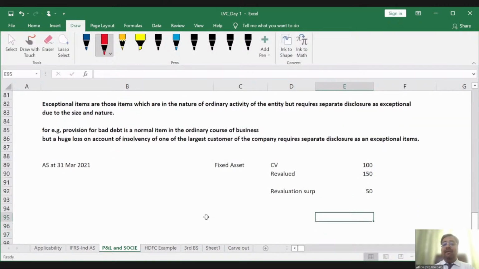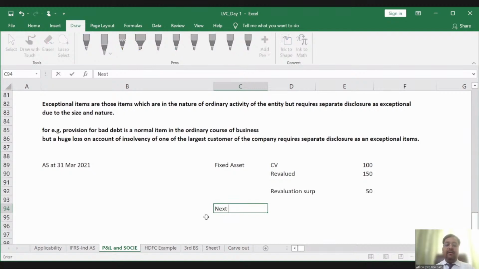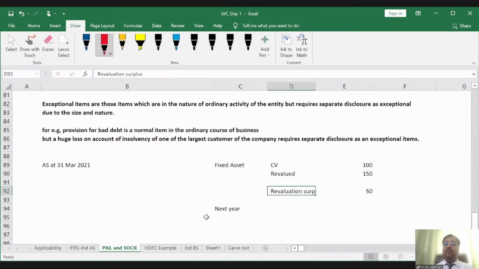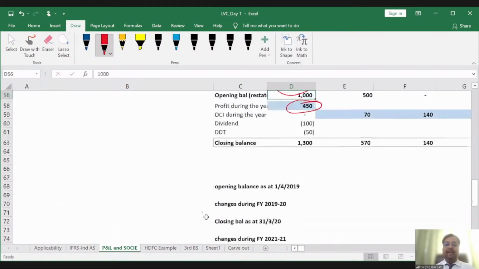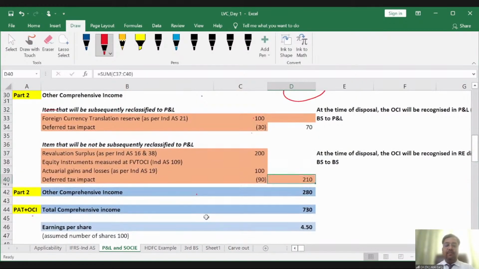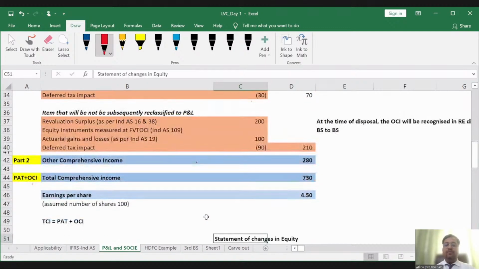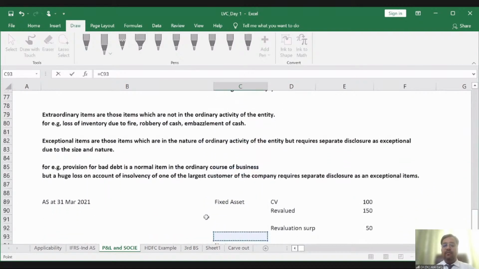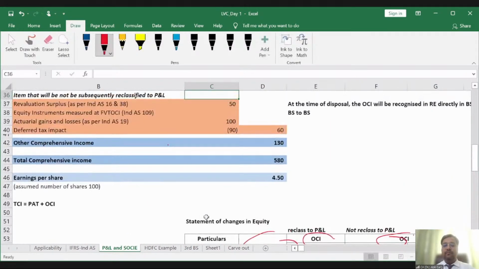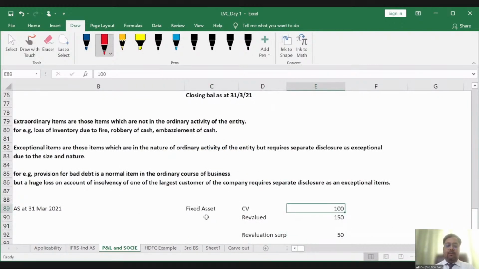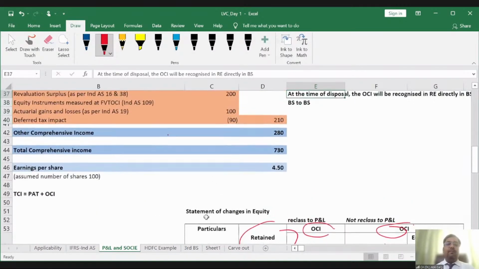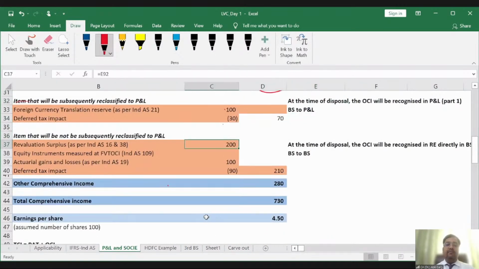Okay. So this revaluation surplus will be shown under OCI, other comprehensive income, in the year 2021, right? And this revaluation surplus will go to the statement of changes in equity as a separate line item. For example, in this case, I have also shown this revaluation surplus. Let's take this example as 200. It is 100 and it is revalued to 300. Right. So this revaluation surplus has to be shown in the current year as a revaluation surplus.